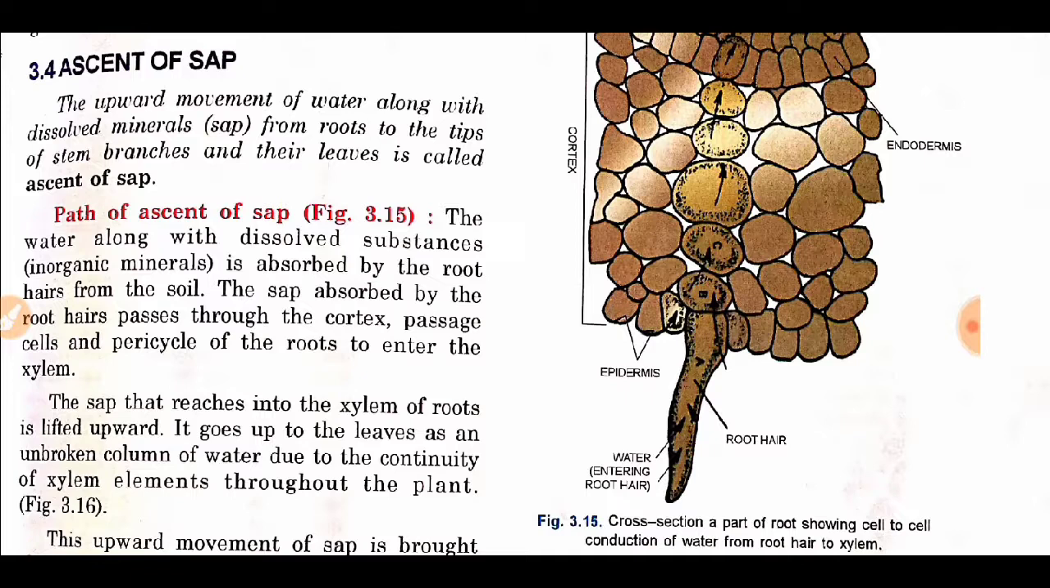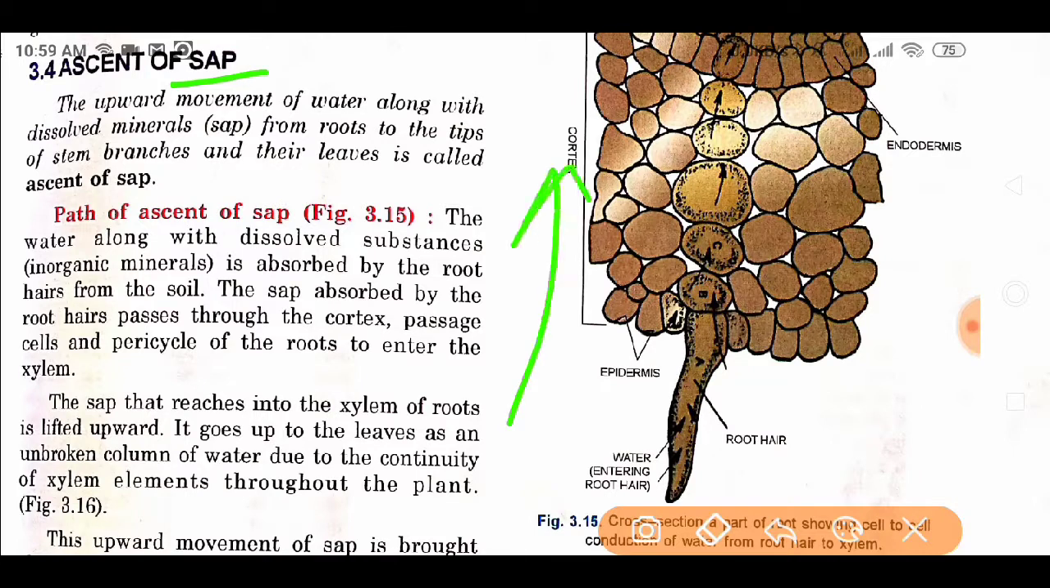And today we will discuss a new topic, ascent of sap. So first of all, the term comes: sap. What is sap? Sap is a combined form of water and dissolved minerals. The upward movement of water along with dissolved minerals, or sap, from roots to the tips of the stem, branches, and their leaves is called ascent of sap. Ascent means going upward.